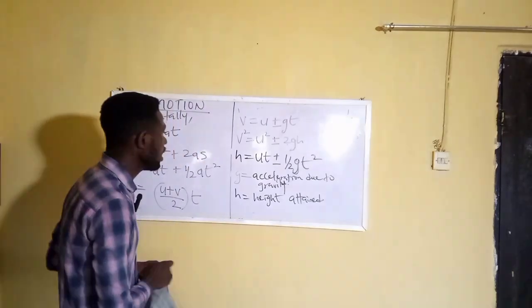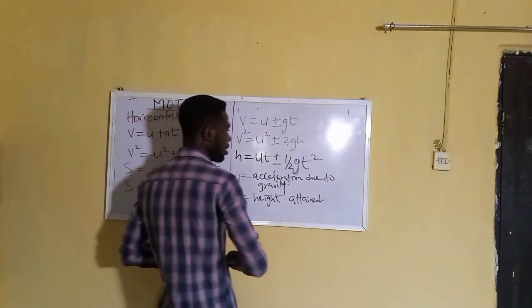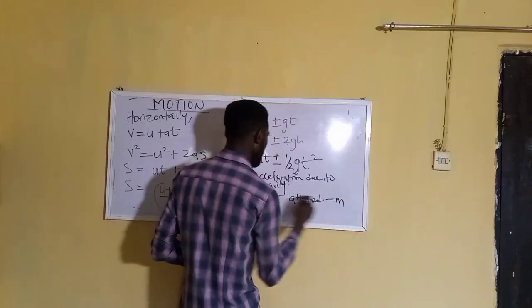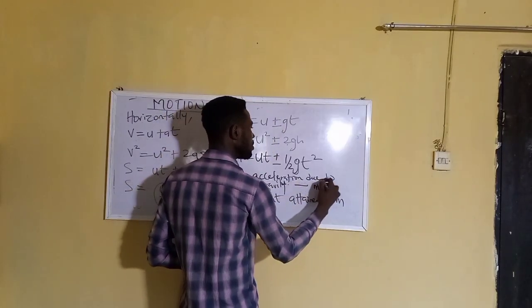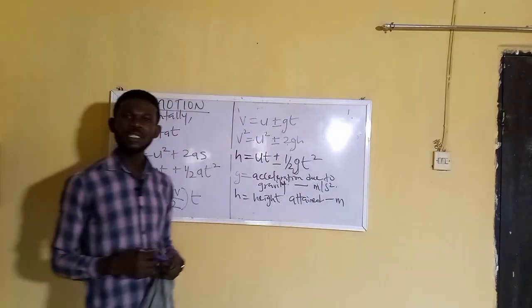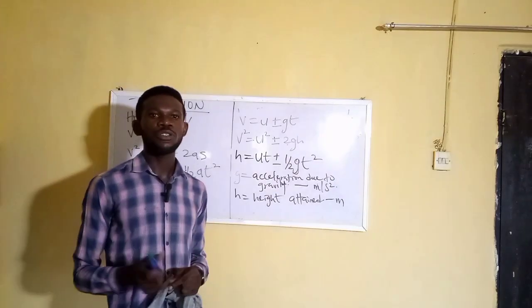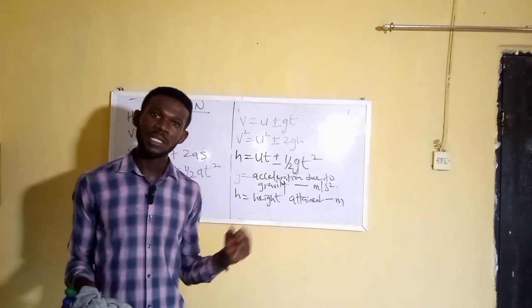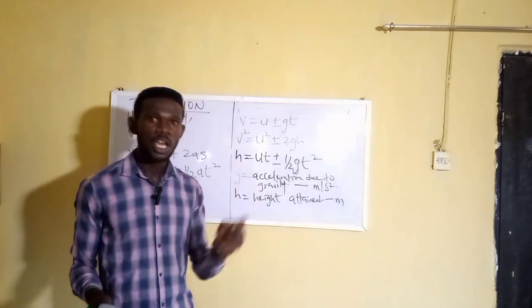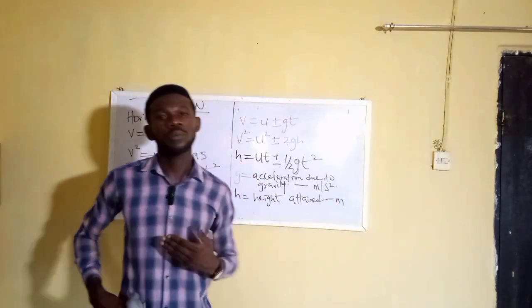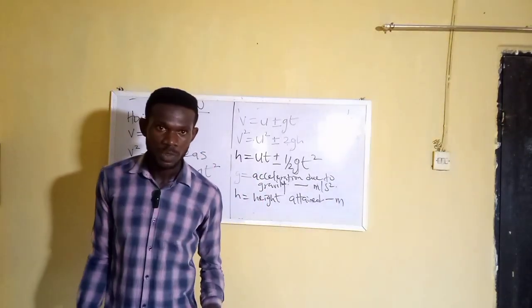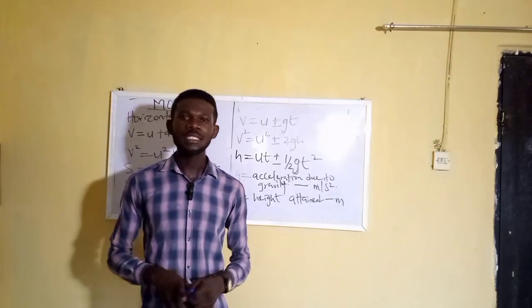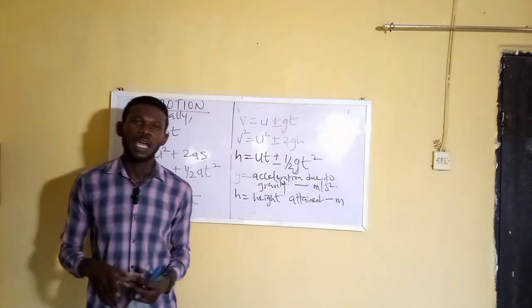Please also bear in mind that the unit for our h is meters, and the unit for our acceleration due to gravity is meter per second squared. So anytime you see a question and a quantity given in meter per second squared, you're talking about acceleration. If it is meter per second, we are talking about velocity.